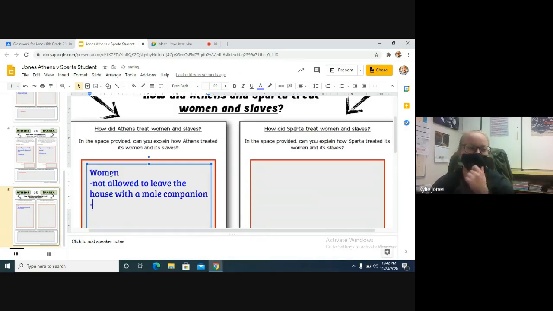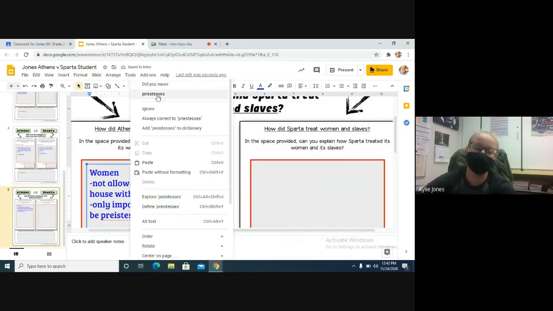Okay, they couldn't leave the house without a man. What else? Okay, go back to this story or the article. Okay, only important women could be priestesses.